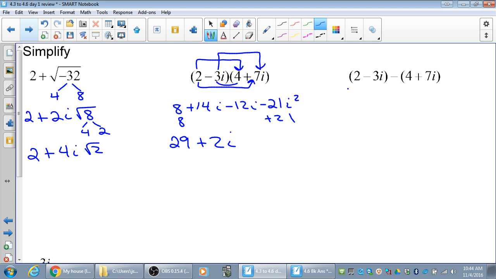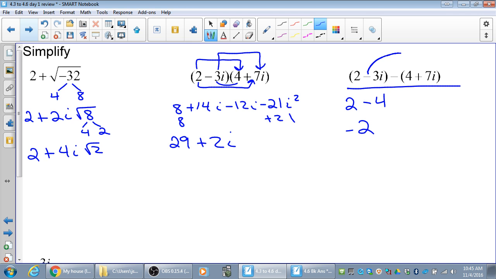This is the one I messed up a few days ago. Remember that when I foiled it? I didn't realize there was a minus in the middle. Don't make that same mistake, of course, on the test. Be careful and notice that there's a minus or a plus in there. Don't FOIL, of course. That's 2 minus 4. So the real part is negative 2.